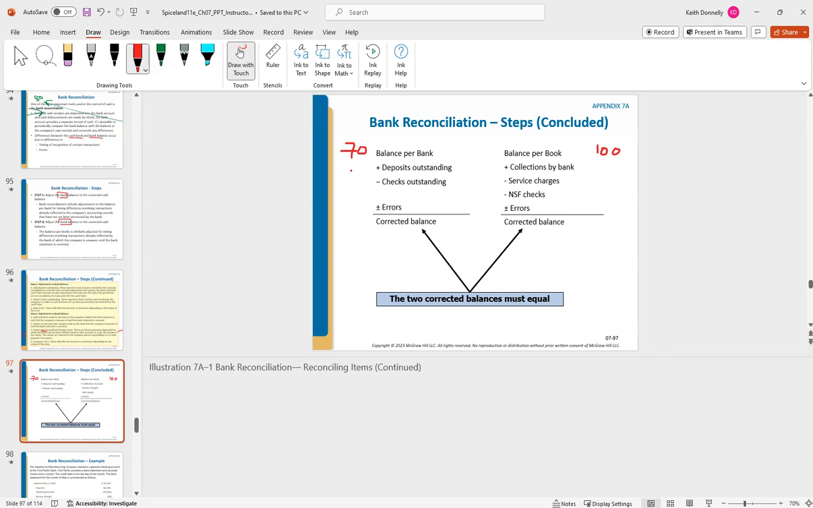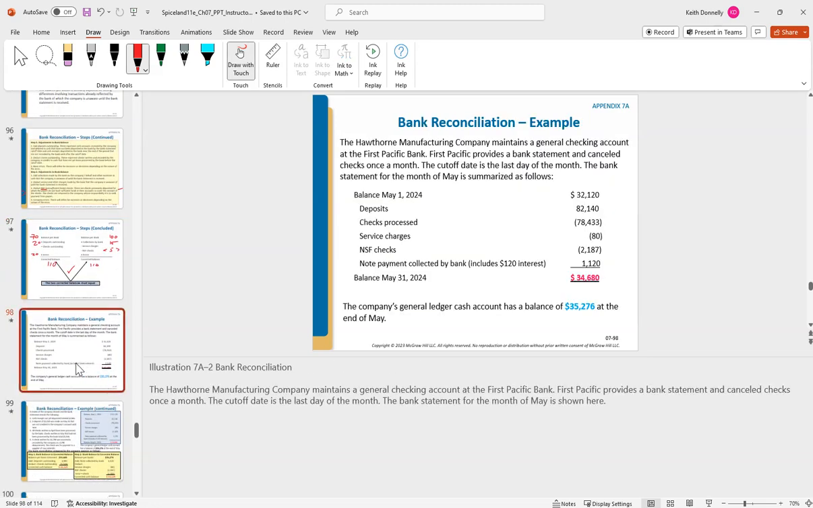You make some adjustments, right? Maybe there's $20 for errors that are positive, right? So it'd be 70 plus 20 plus 20. We're looking at 110. Balance per book's 100, right? Maybe it was 15 for collections and then 5 for NSF checks. Oh, we're at 110, right? They both equal the same amount. This is a recon, right? We're trying to explain away these differences here.